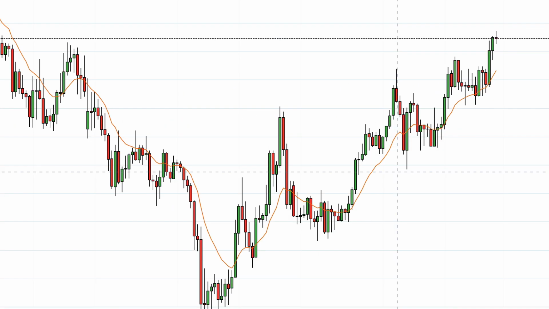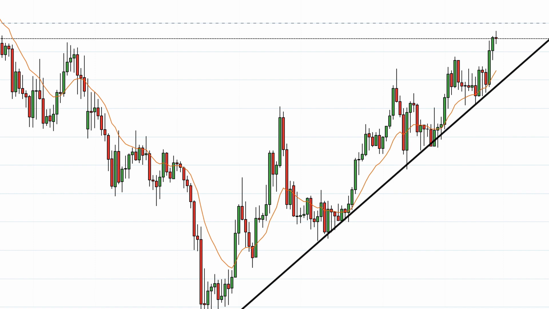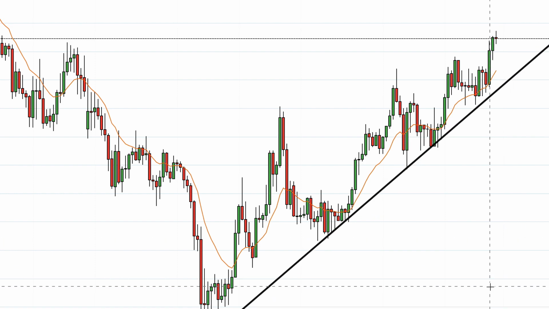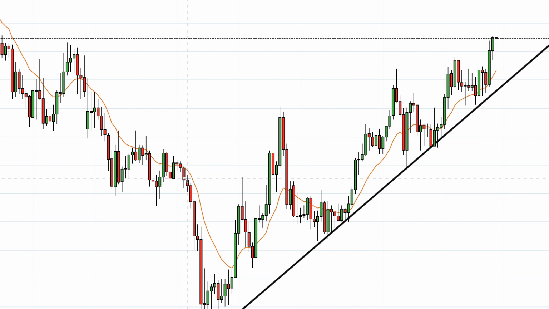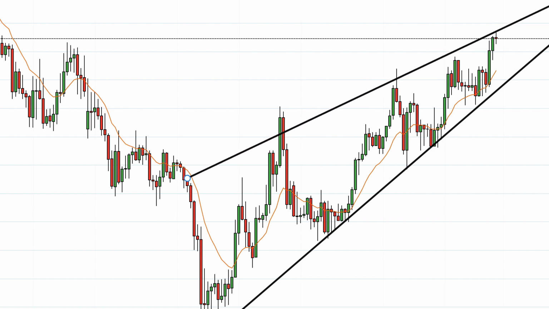Jumping into the first currency pairing, which is the pound yen. As we all know, this is one of the most volatile currency pairings there is on the market. Hence, that's why we like it so much, it gives day traders and scalpers so many opportunities to trade the market.